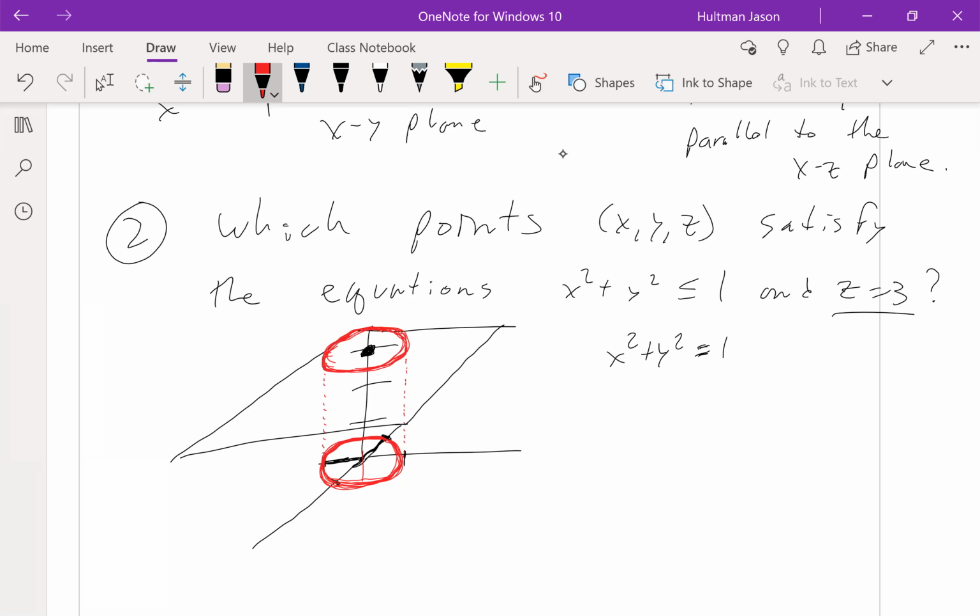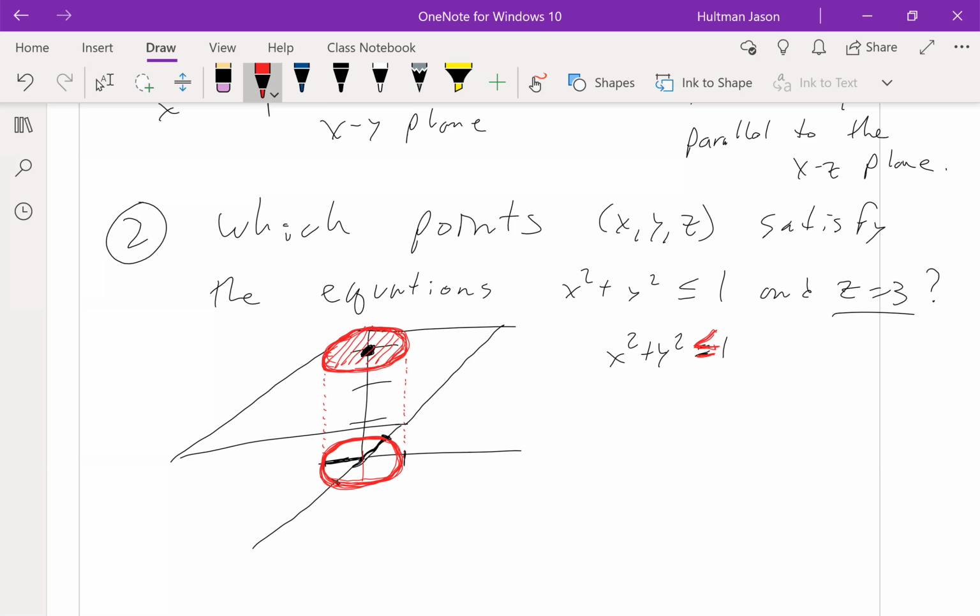Now, is it just the ring though, or is it the surface inside the cylinder? Is it the top of the can? Is it just the ring around the can, the circumference, or is it the surface area of the top of the can of soup here? Well, because we have this less than or equal to, it's everything inside. So isn't that a circle of radius 1 centered on the z equals 3 plane? Does that make sense?